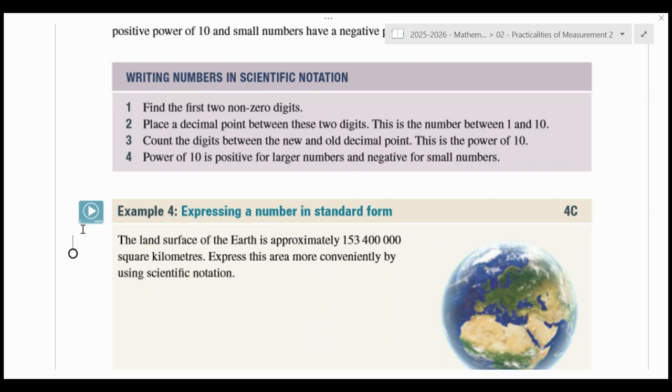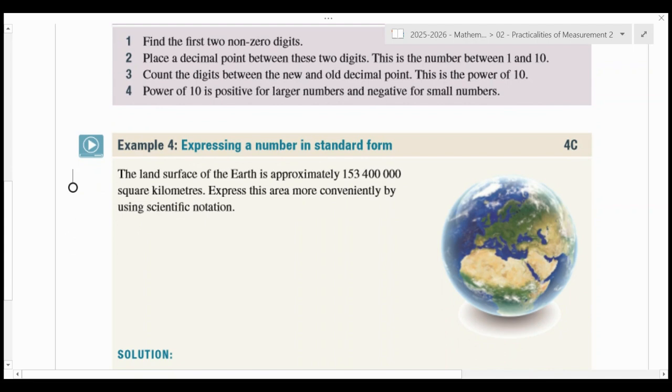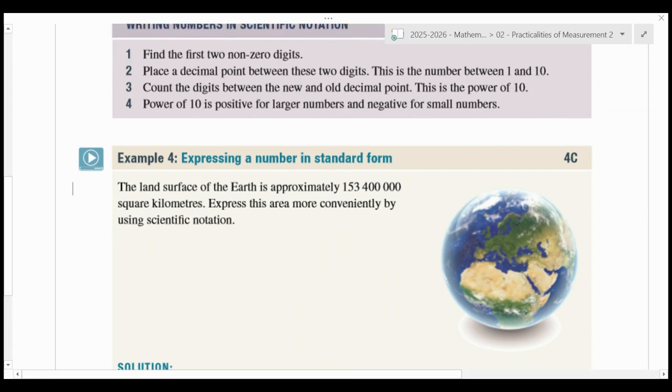So here we go. The land surface of the Earth is approximately 153,400,000 square kilometres. I guarantee all those zeros wouldn't be there if you measured it precisely. But that's an approximation, and we're going to now make that approximation much more convenient for ourselves. And when I say convenient, you might look at it when we're finished and go, hang on, that's not actually much more convenient. It's actually more complicated. It looks more complicated, but if you're using a lot of these numbers and you need to compare them quickly, this is a much easier way of doing things. All right, so let's do it.